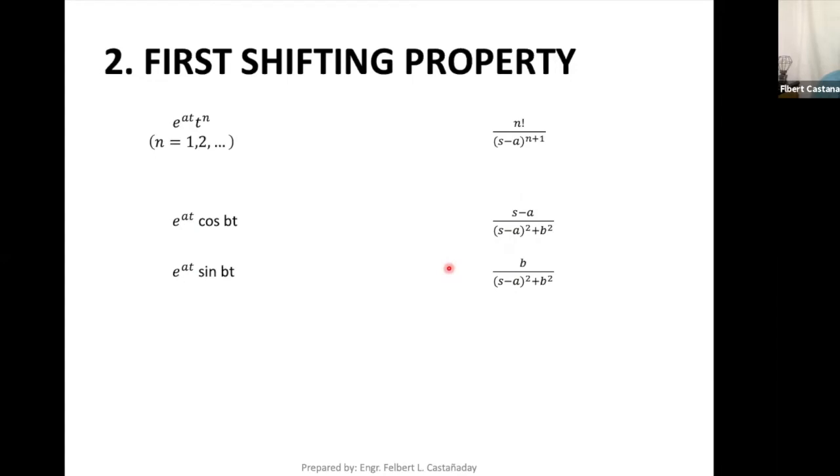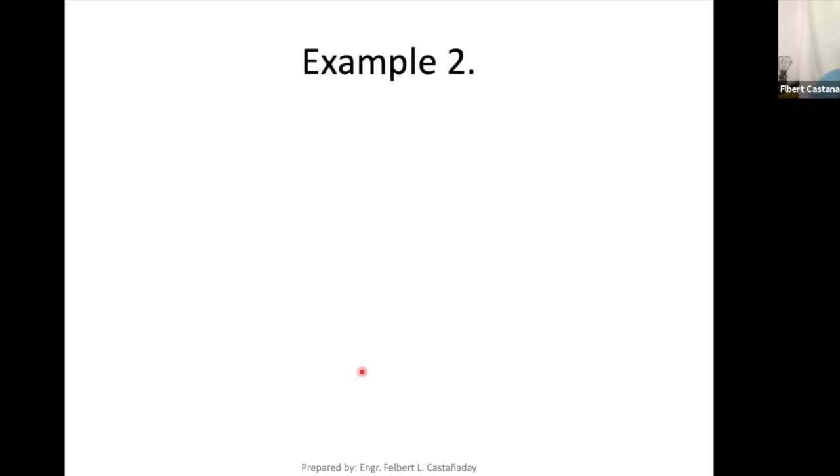And for sine bt, for the Laplace transform of sine, you have b over s squared plus b squared. Since you have e raised to at, it will become b over s minus a squared plus b squared. For hyperbolic function, the same idea, the numerator will become s minus a over the quantity s minus a squared minus b squared. And for the hyperbolic sine, you have b over the quantity s minus a squared minus b squared. Now let's have some examples here.